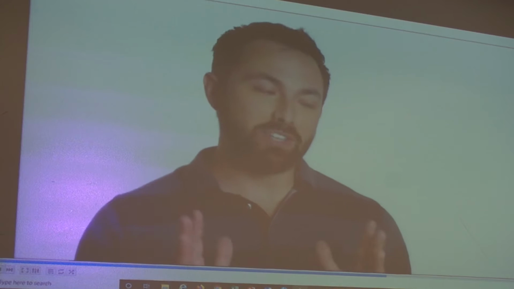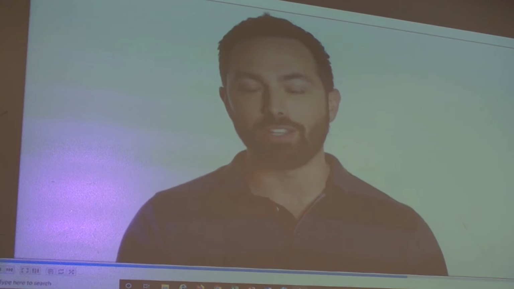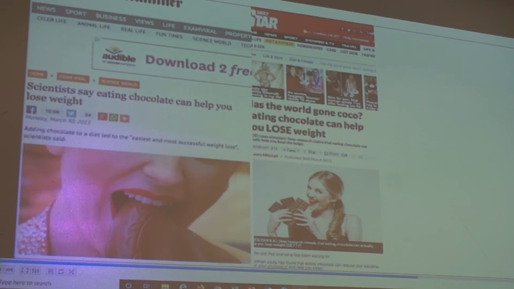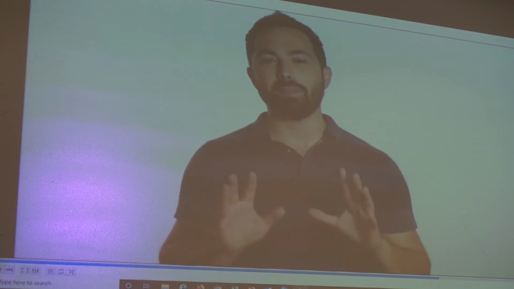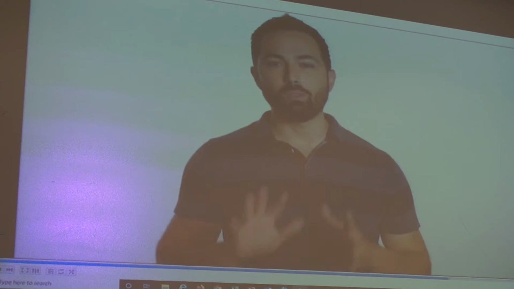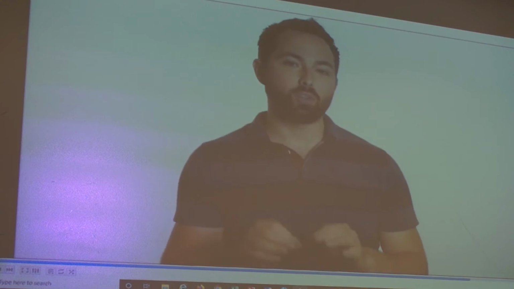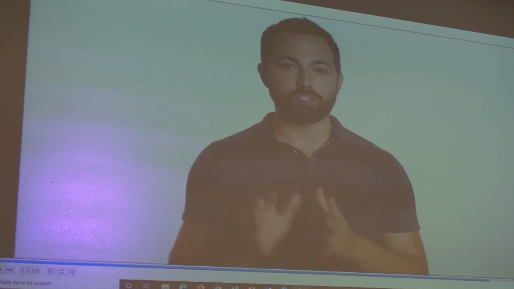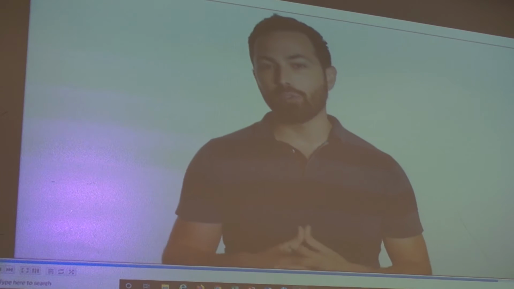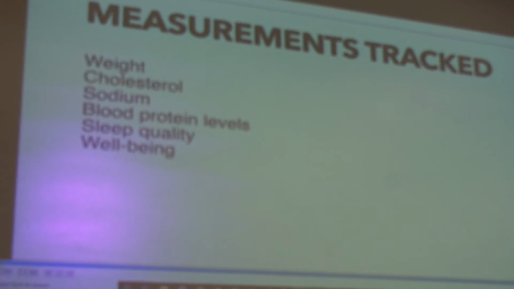As you might expect, this news spread like wildfire to the front page of Bild, the most widely circulated daily newspaper in Europe, then to the Daily Star, the Irish Examiner, the Huffington Post, and even Shape magazine. Unfortunately, the whole thing had been faked. Kind of. I mean, researchers did perform the experiment exactly as they described, but they intentionally designed it to increase the likelihood of false positives. The sample size was incredibly small, just 5 people per treatment group, and for each person, 18 different measurements were tracked, including weight, cholesterol, sodium, blood protein levels, sleep quality, well-being, and so on.